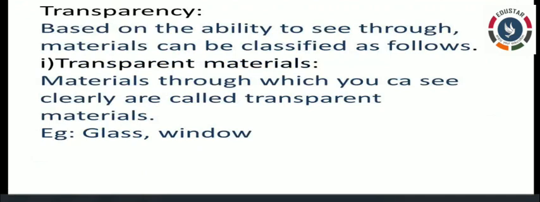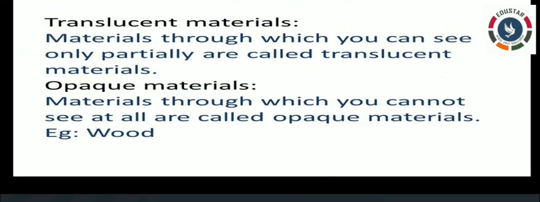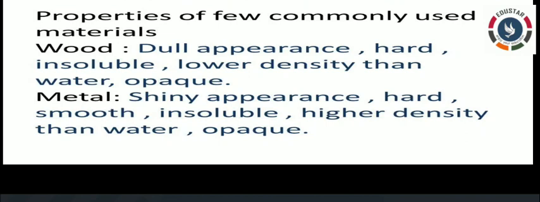Okay, the next heading is transparency. Based on the ability to see through, materials can be classified as follows: transparent materials, translucent materials, and opaque materials. Materials through which you can see clearly are called transparent materials. Example, glass window. Materials through which you can see only partially are called translucent materials. Example, butter paper. Materials through which you cannot see at all are called opaque materials. Example, wood.